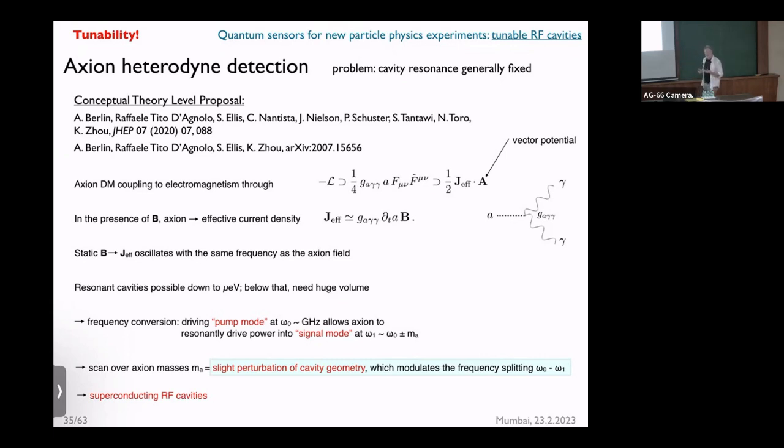And the way to do that, which has been proposed, is to try to produce small perturbations in cavity geometry, which allow you to scan the two resonant frequencies. This perturbation of the cavity geometry modulates the frequency splitting, and that allows you then to cover very low masses with superconducting RF cavities.